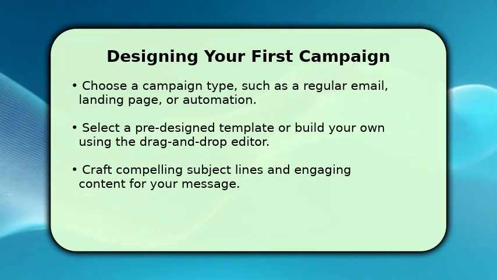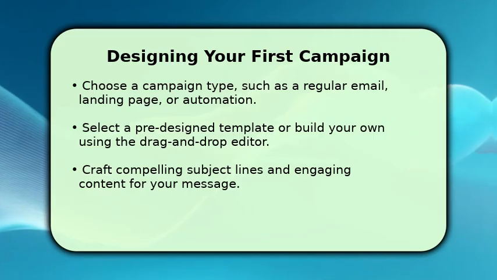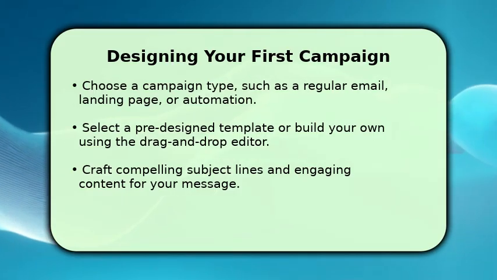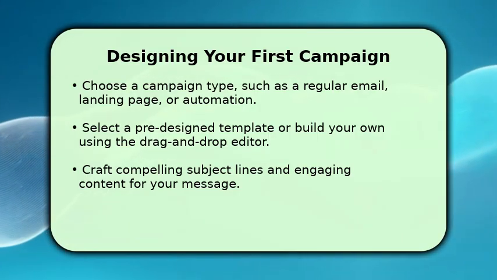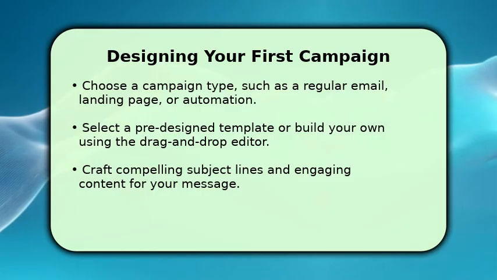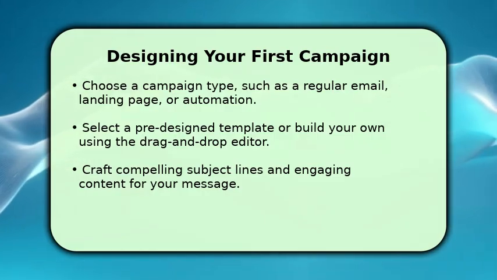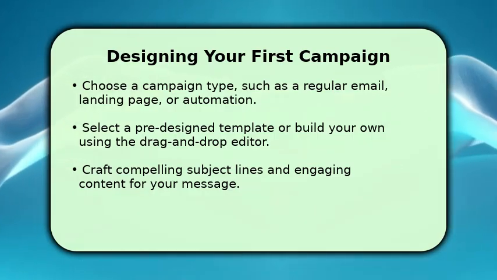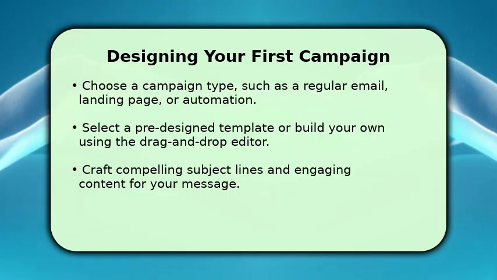Next, we will design your first campaign. Begin by choosing a campaign type, such as a regular email, a landing page, or an automated series. Mailchimp offers hundreds of pre-designed templates, or you can build your own using the intuitive drag-and-drop editor. Remember to craft compelling subject lines to encourage opens and write engaging content that resonates with your audience, aiming for a clear call to action.